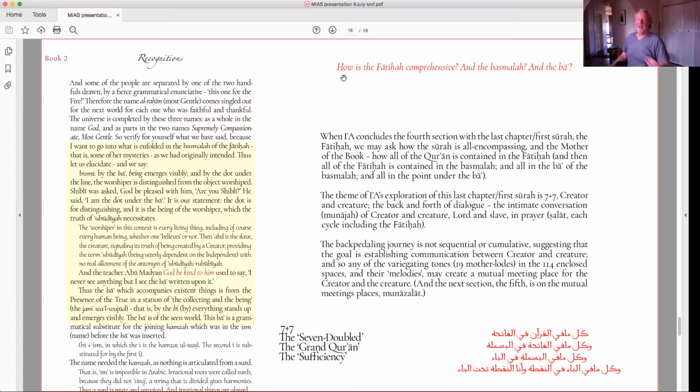So this backpedaling journey to come to the comprehensive Fatiha. Why do we have these 19 mother lodes? What do they do? Why are these states? What happens when we experience these states? And if it's not cumulative or sequential, then what do they result in, or what is their goal?